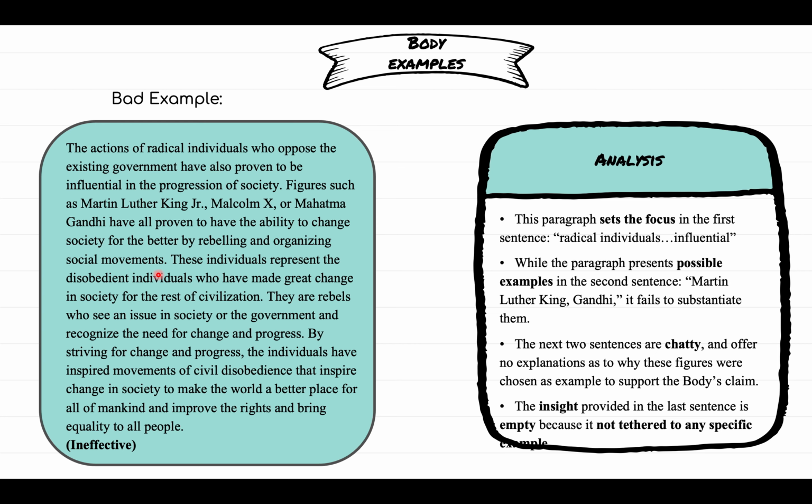These individuals represent the disobedient individuals who have made great changes in society for the rest of civilization. This sentence summarizes the previous one. It doesn't do anything. They are rebels who see an issue in society or government and they recognize the need to change and progress. Again, repetition. By striving for change and progress, these individuals have inspired movements of civil disobedience that inspire change in society and make the world a better place. It doesn't work. The example is there. They tried, right? King, X, Gandhi. Okay, but they don't really go into it, and that's a problem.